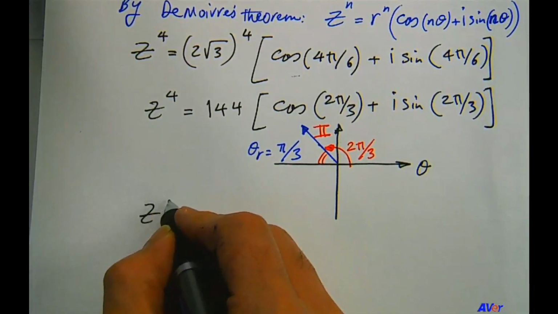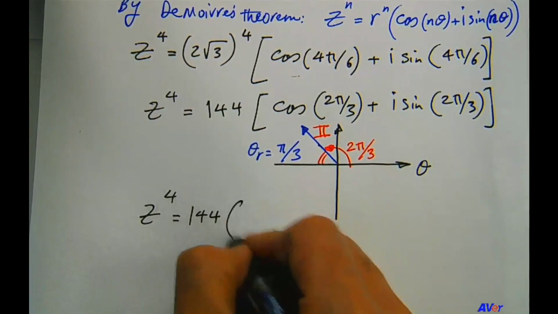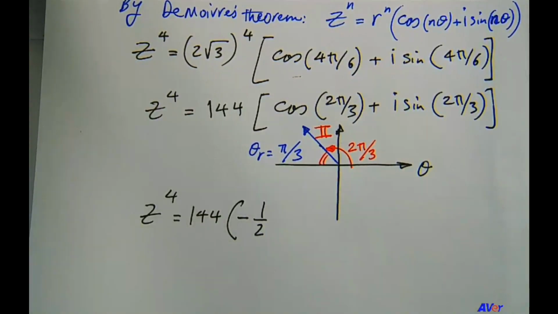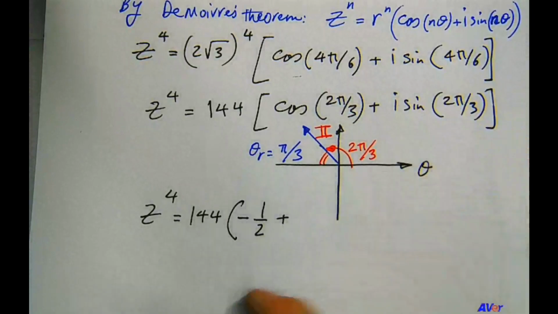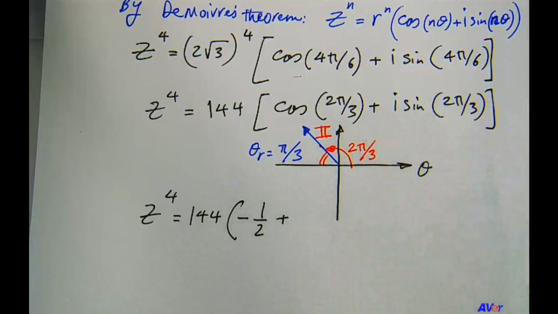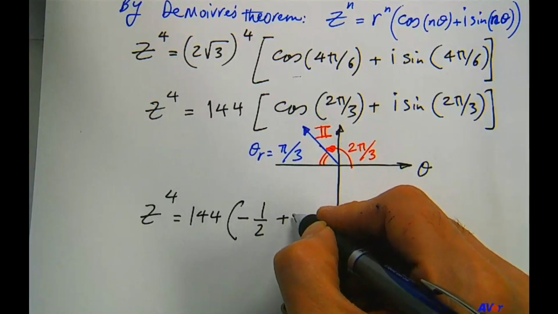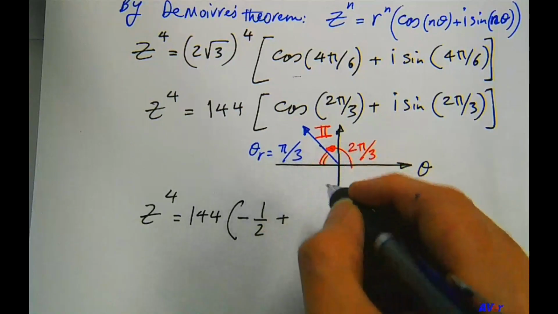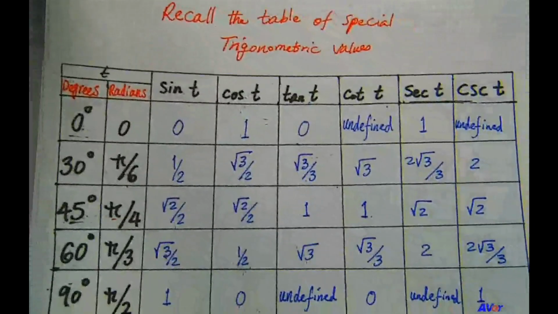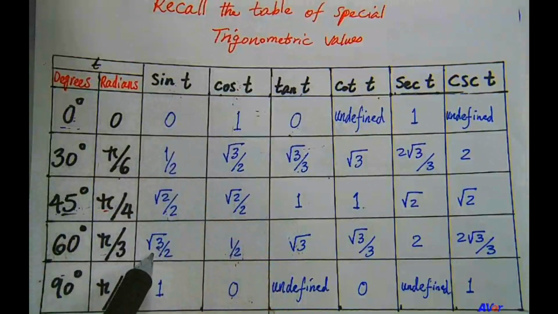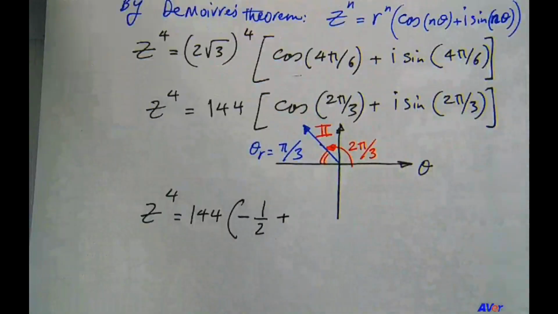So z to the fourth equals 144 times minus 1 over 2 plus i sine of 2 pi over 3, sine of 60 degrees, or pi over 3, right? Because that's our reference angle. So bring this back. Pi over 3 has sine square root of 3 over 2. But this is in the first quadrant. We are in the second quadrant.